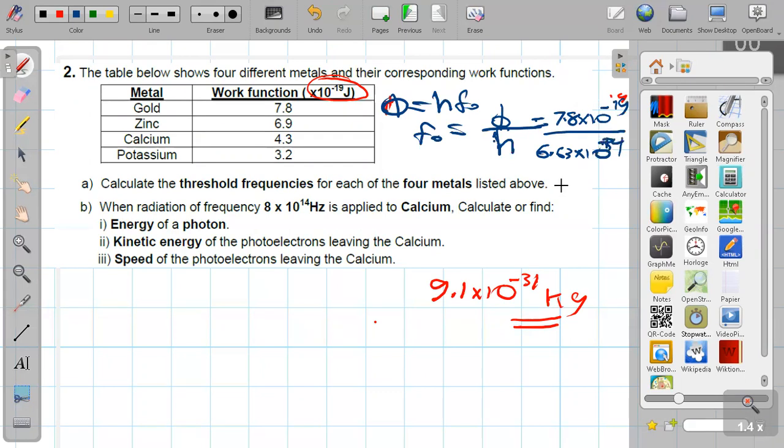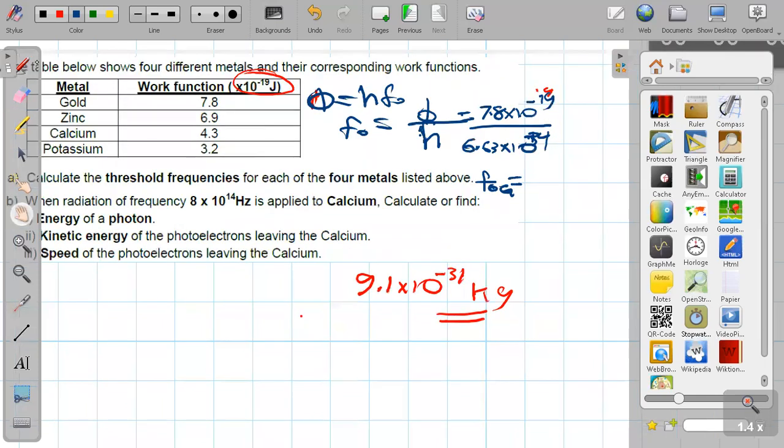What is your answer? f naught for gold. It said like 1.18 something, no? Shamika? Yeah, 1.18 into 10 to the power 15 hertz, right? In the same way, you have to follow the same way with the individual values, right?